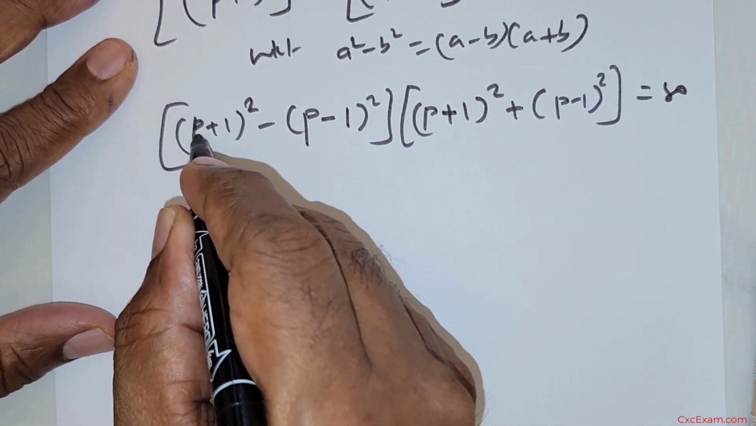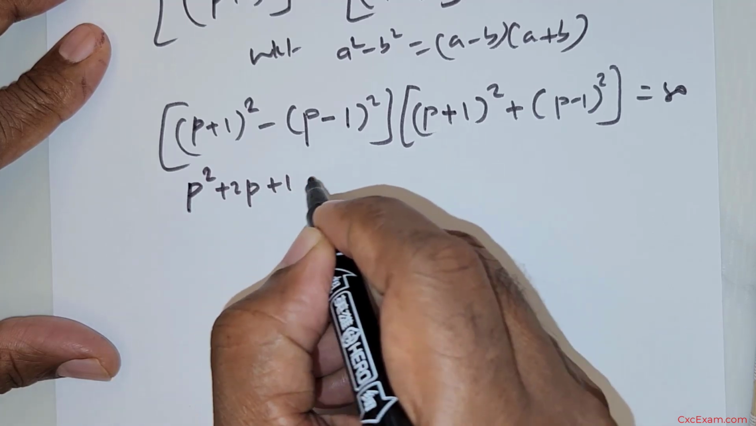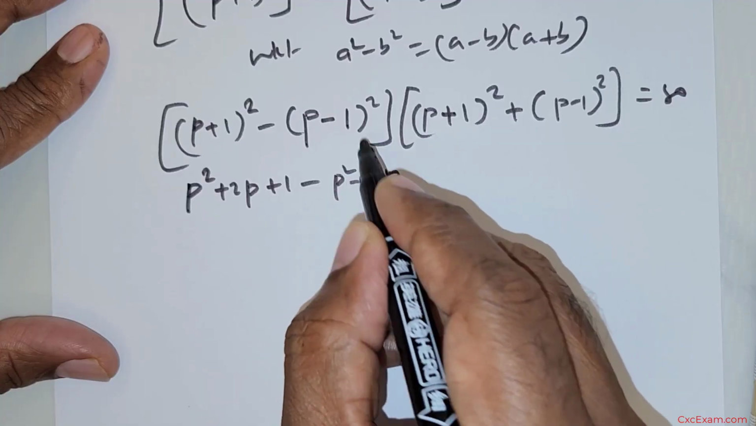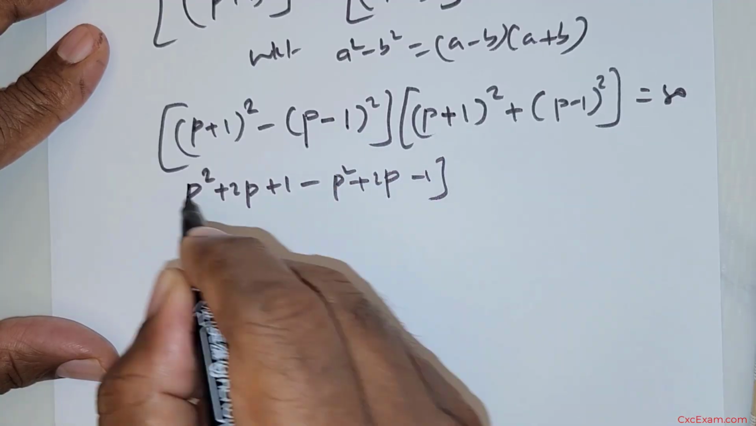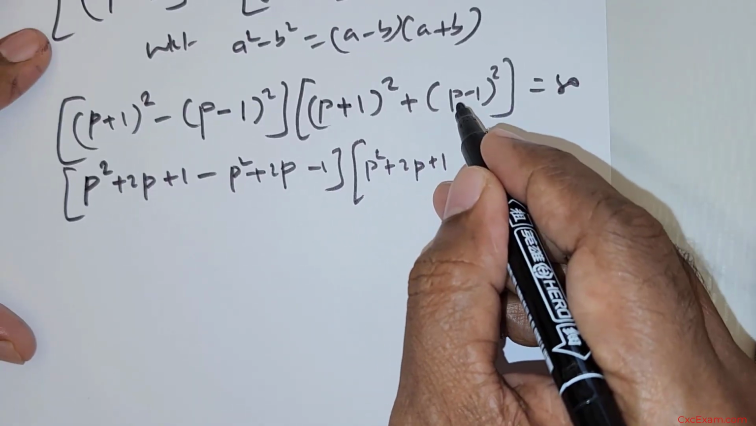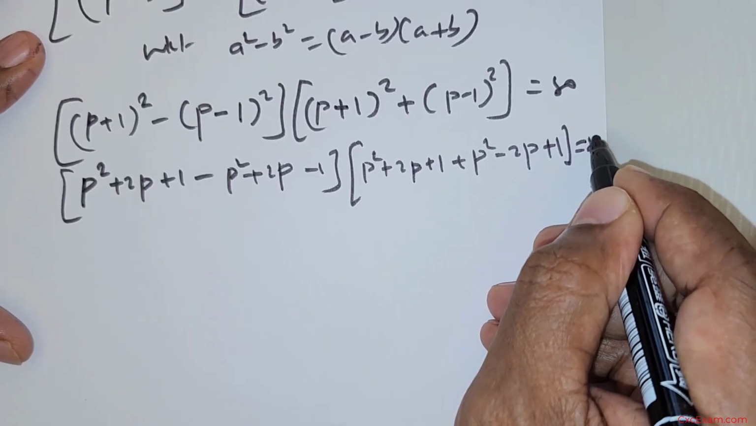So now you expand this. (p + 1) raised to the power of 2 is going to be p squared + 2p + 1, minus p squared, - 2p will become + 2p, + 1 will become - 1. This is for the first quantity. Similarly, p squared + 2p + 1. You expand this, you get p squared - 2p + 1 is equal to 80.